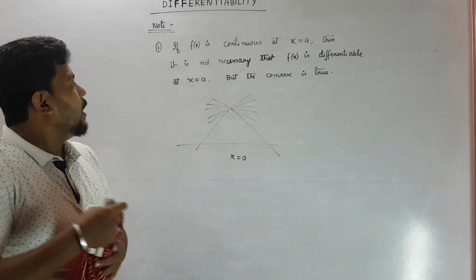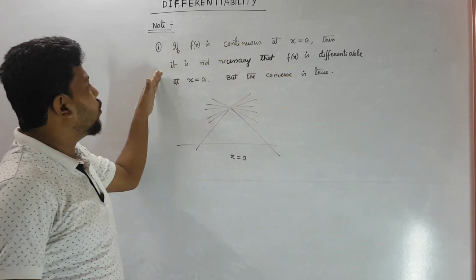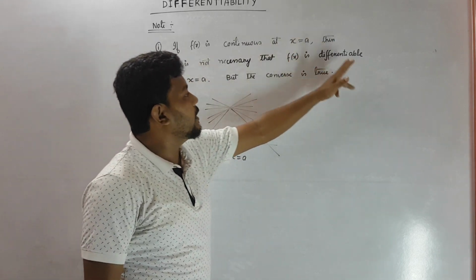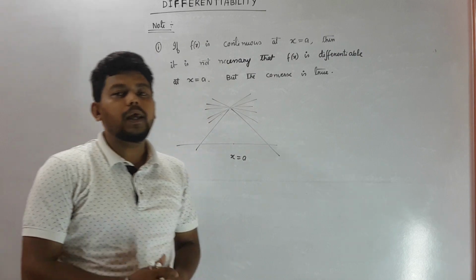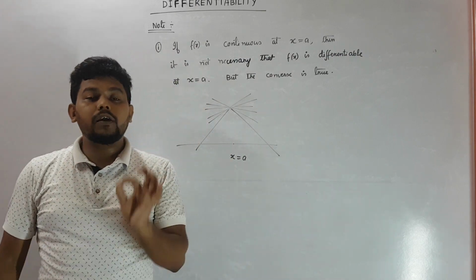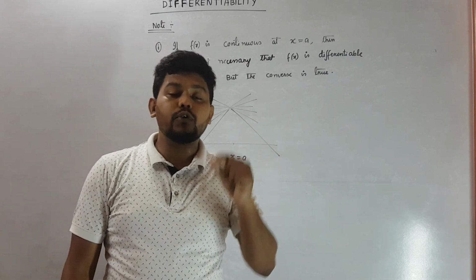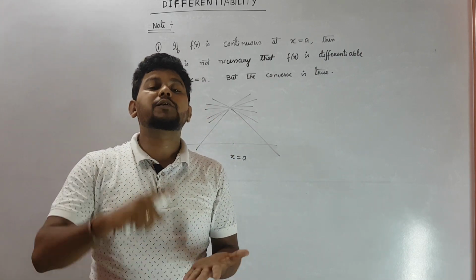So, if f(x) is continuous at x equal to a, then it is not necessary that f(x) is differentiable, but the converse is true. Why is the converse true? If you say a function is differentiable, that means a unique tangent can be drawn at that point. To draw a tangent, the point must be there.